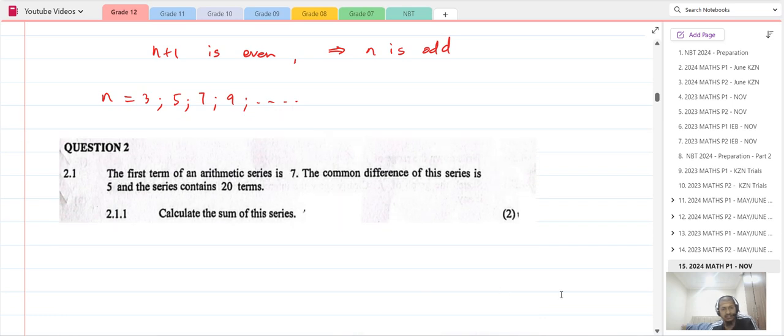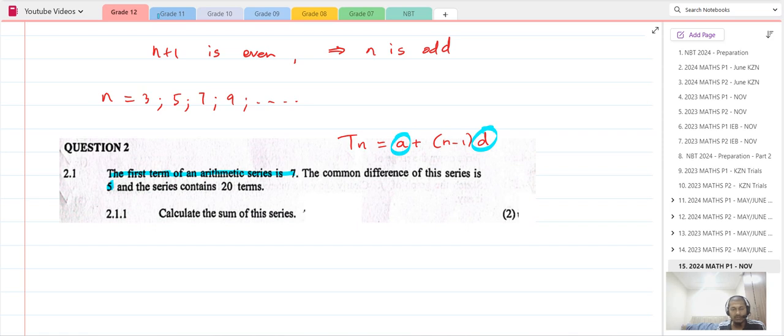The first term of an arithmetic series is 7. So you know the Tn formula. Tn is equal to a plus n minus 1 d. Sorry, it's the first term, not the first 10 terms. The first term of an arithmetic series is 7. You know the formula, a plus n minus 1 d is in the formula sheet. So the first term they're talking about is a. The common difference of the series is 5, so they're talking about d. So you have a and d, and the series contains 20 terms, and you have n.